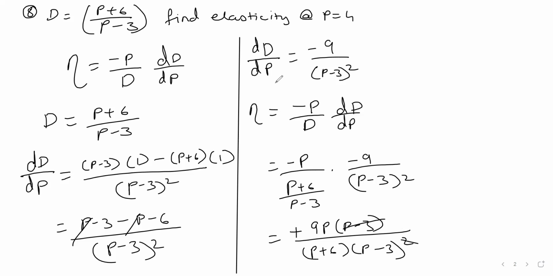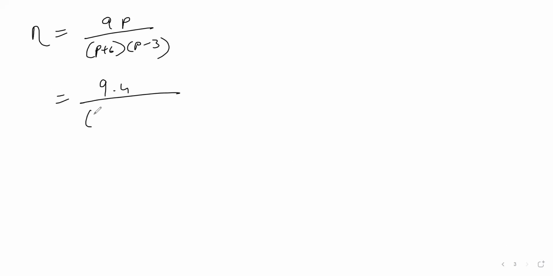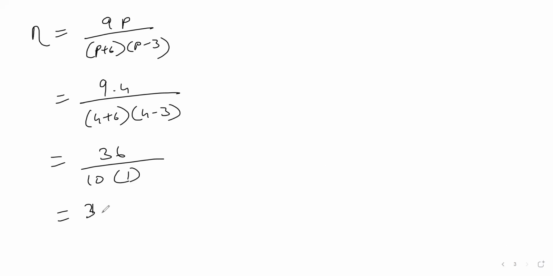Now this is your elasticity, but they want elasticity at P equal to 4. So we'll put here P equal to 4. So the elasticity will be 9P upon (P plus 6)(P minus 3). If I put P equal to 4 here, 9 into 4 upon (4 plus 6)(4 minus 3), it is 36 upon 10 into 1, which is 3.6. That is your answer.